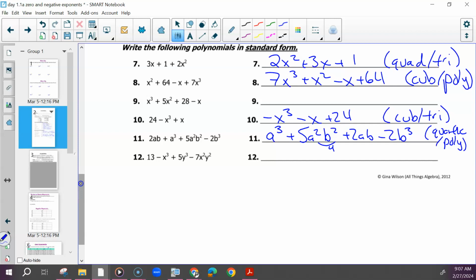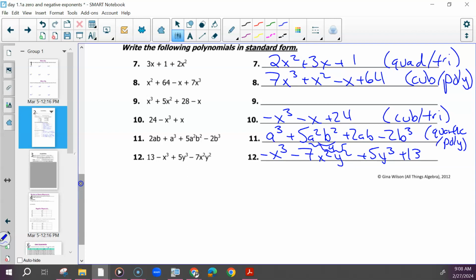How would we rewrite this in standard form? 5y minus 5y cubed. So that one would be first. They both have a cube, but alphabetically that wouldn't go first. Negative x cubed, and then negative 7x squared y squared, and then plus 5y cubed. That's where the 5y cubed would go, and then your 13. That would also be quartic polynomial, but I'm not going to read that.